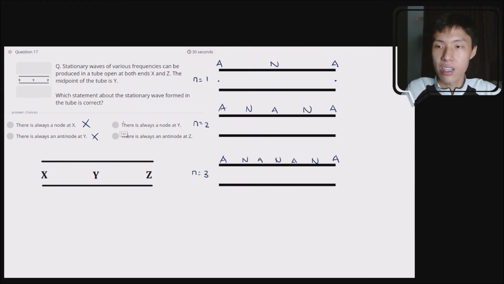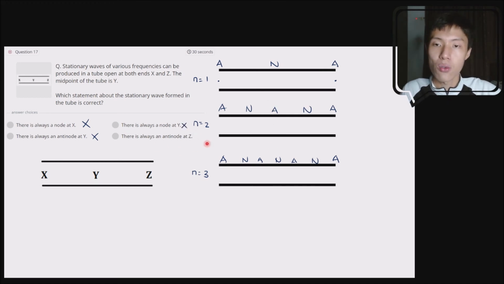The antinode only happens when you are at n equals 2. So it's not a must for it to be an antinode at Y. It alternates between node, antinode, and node at the center of the pipe. Next, there is always a node at Y. So Y is the center. Is it always a node? No. It alternates between node and antinode at different harmonics.